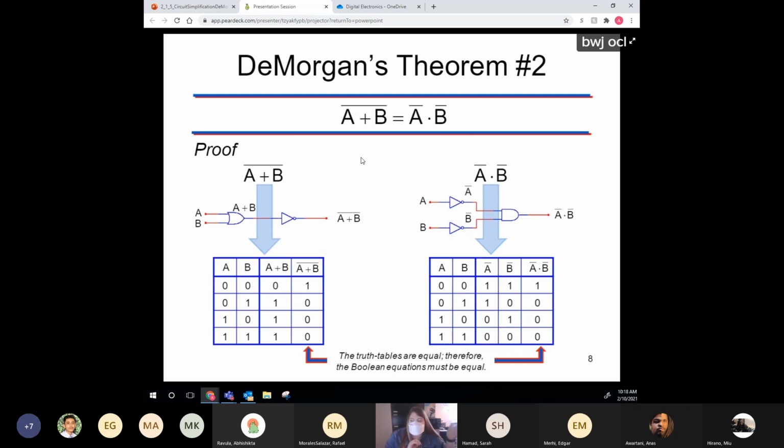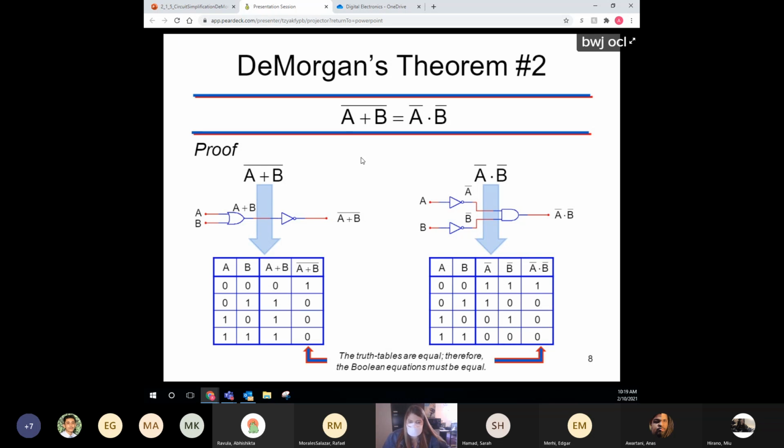Basically, this guy figured out that if you take A plus B with an OR gate and you invert it, you get not the sum A plus B. So if you look at the truth table, you end up with 1, 0, 0, 0. And then he noticed that not A times not B, so if you invert A and B first and then multiply them together, you end up with the same output, 1, 0, 0, 0. So because the truth tables are the same, it means that we can substitute them for one another, and it always works out.